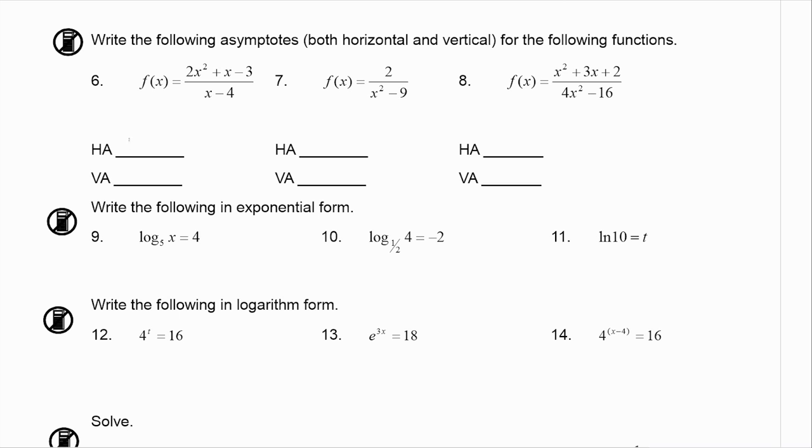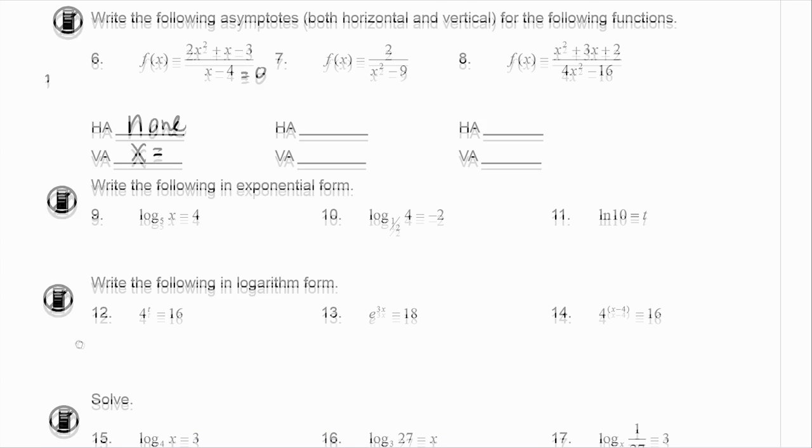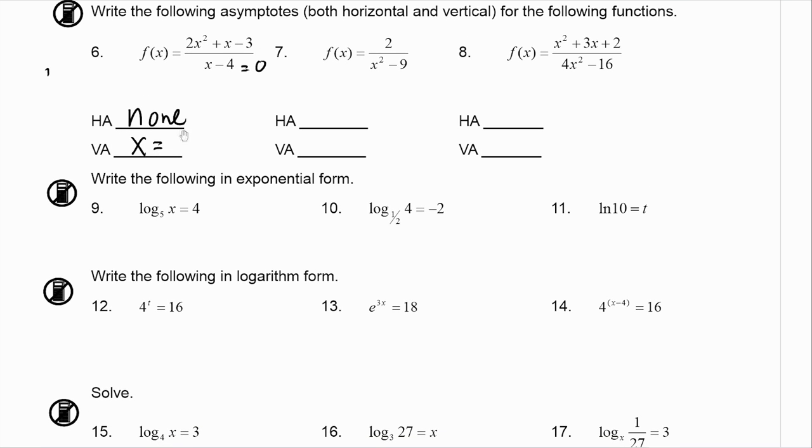Since this is top heavy, there's actually no horizontal asymptote, which ends up creating an oblique asymptote, but we don't need to worry about this for this example and for the test. For the vertical asymptote, we set the bottom equal to 0, and we should get x is equal to 4. Once we get x equals 4, we're pretty much done with that problem. No horizontal asymptote, x is equal to 4.